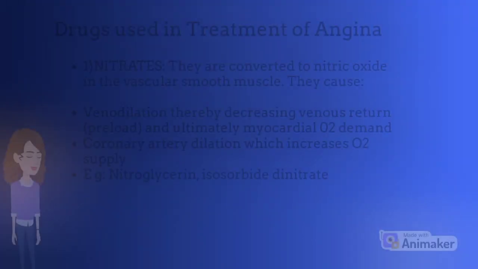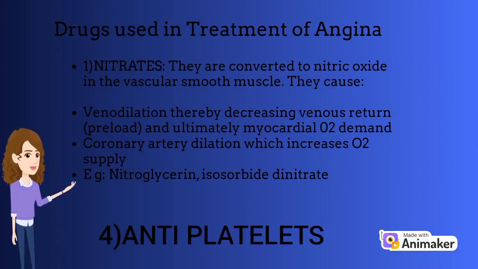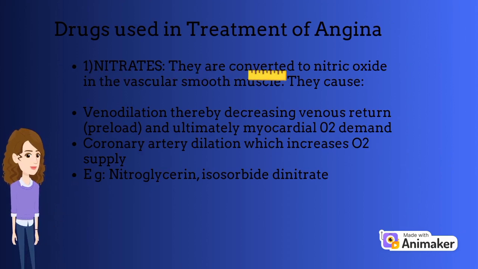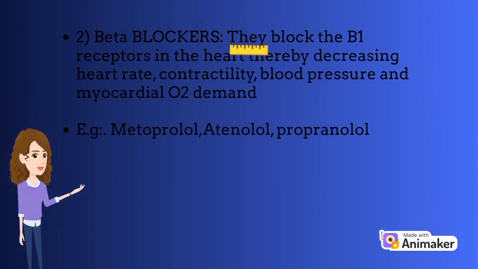There are 4 classes of drugs, namely nitrates, beta blockers, calcium channel blockers, and antiplatelets. Nitrates are converted to nitric oxide in the vascular smooth muscle. They cause venodilation, thereby decreasing venous return, aka preload, and ultimately myocardial oxygen demand. Two, coronary artery dilation, which increases oxygen supply, e.g. nitroglycerin, isosorbide dinitrate.